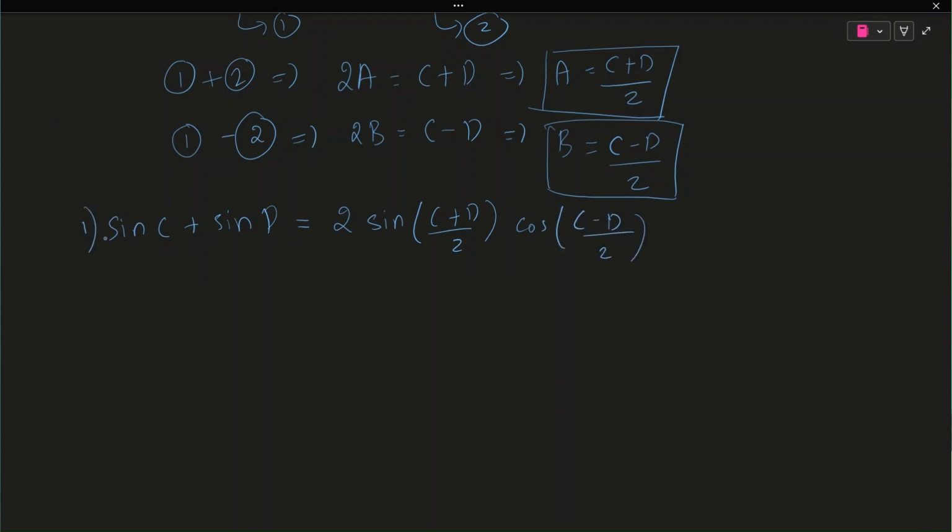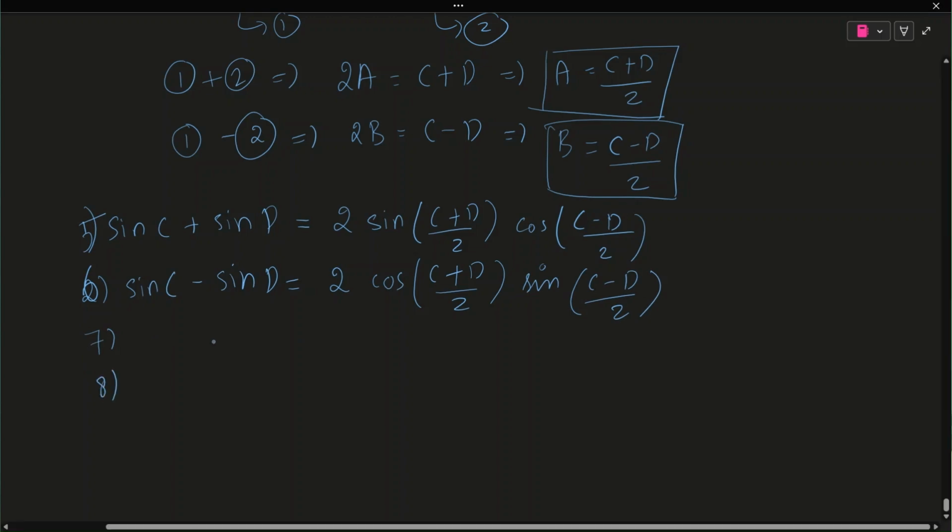This is 1. Okay, I would put 5 better, 6 now. Sine c minus sine d is equal to 2 cos of c plus d by 2 and sine of c minus d by 2. It's just very simple. I'm just substituting a plus b is equal to c and a minus b is equal to d. That's it.